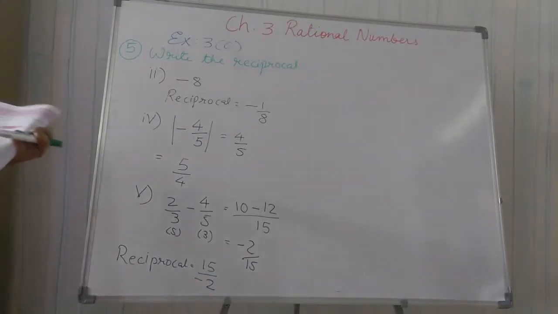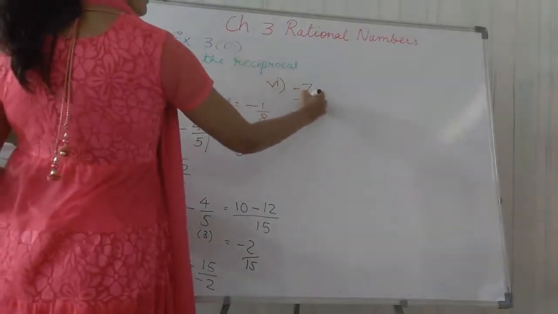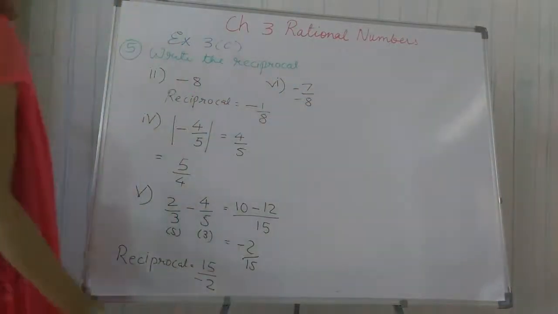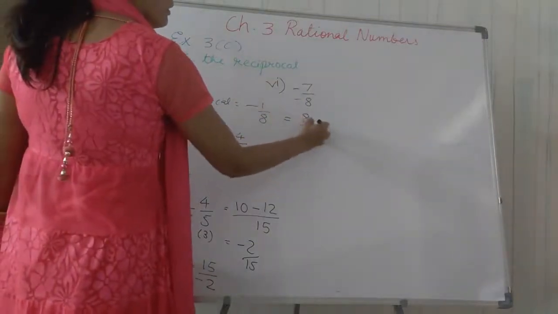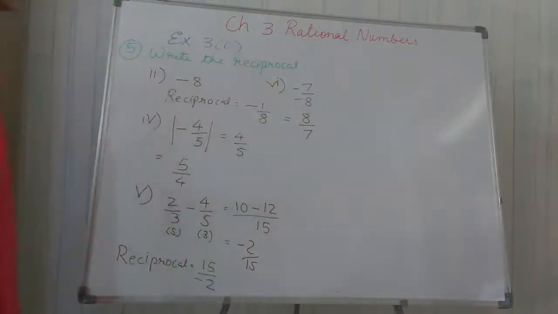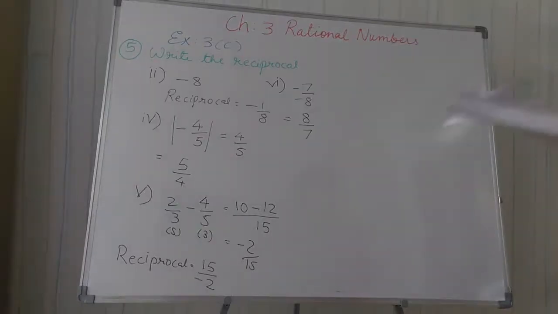Number 6, that is minus 7 upon minus 8. Students, whenever there are negative signs upside down, they will be removed and it becomes positive, and the reciprocal is 8 by 7. So this way we can solve any question. When you are asked for the reciprocal, you can write it down. Now let us continue with question number 6.